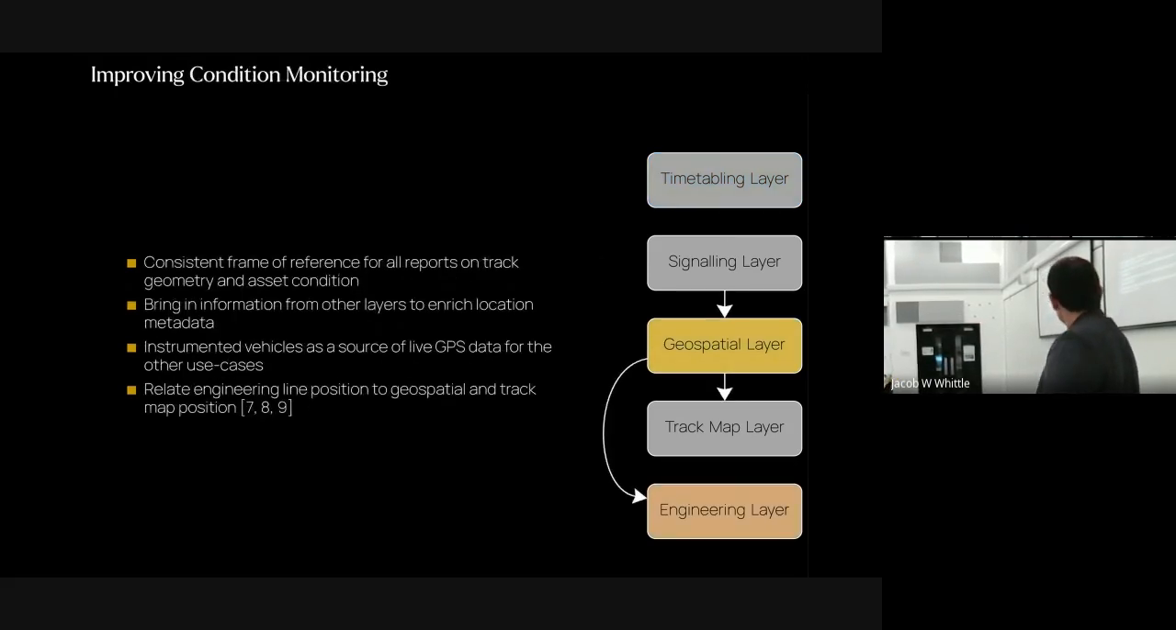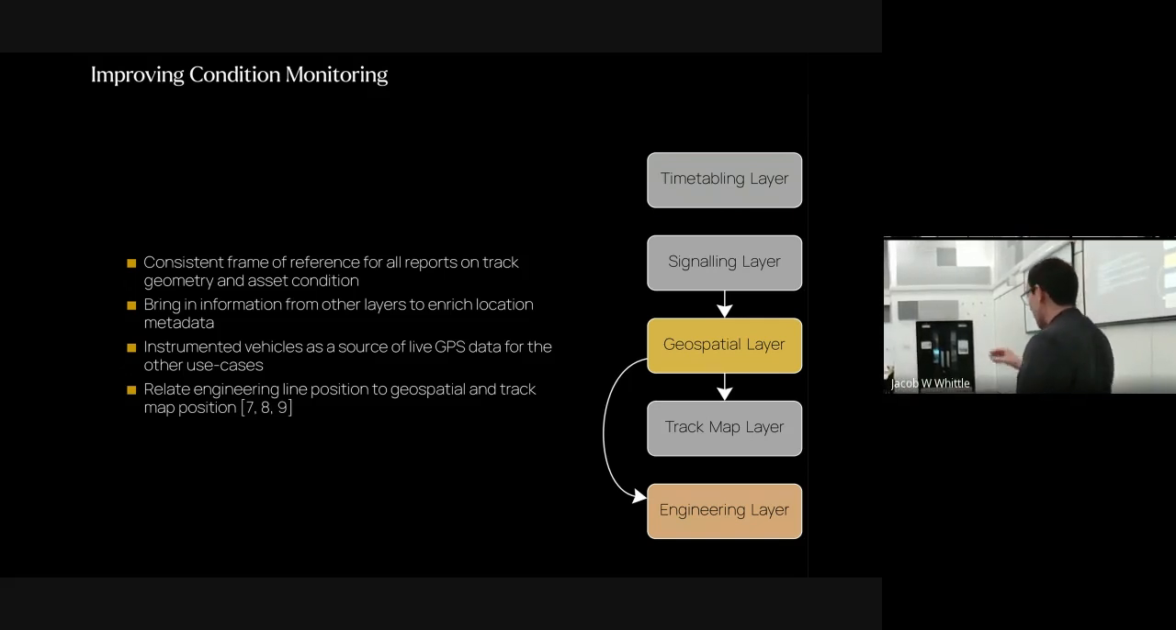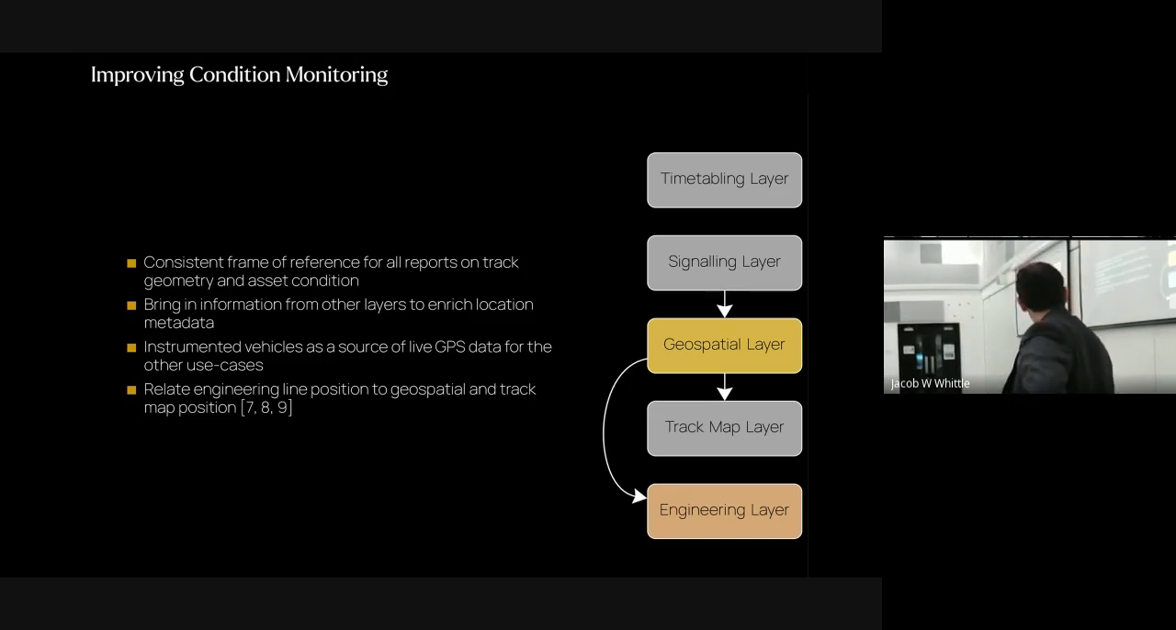And finally, the third case study, to improve condition monitoring, again, generally we'd have reports in the engineering layer, in a distance along the track, or in the geospatial layer. Having a consistent frame of reference is key. Being able to relate all reports that we get to one another and clearly say, I know this measurement is of this particular asset, this particular fault, this particular curve, for example, is very important to be confident in the quality of the data. It's possible to bring in information from the other layers.